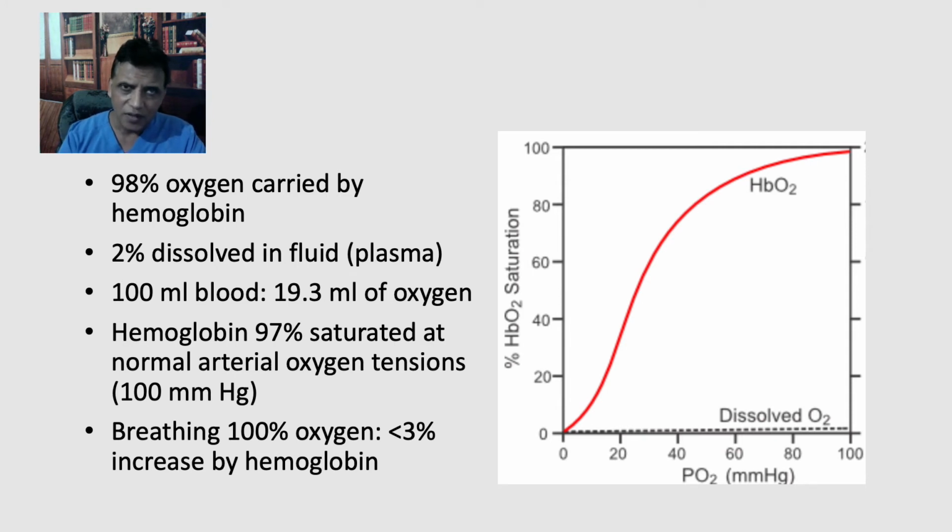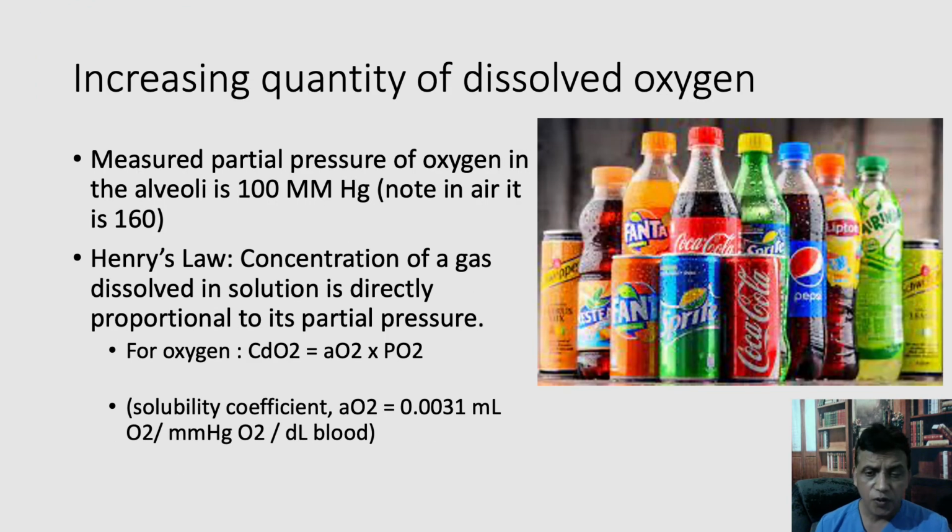Well, let's go back to basics. So as we have seen, even when breathing air, hemoglobin is near 97% saturated, i.e. near maximal saturation, and that's breathing air with oxygen at 21%. So if one breathes hyperbaric oxygen, at most you can increase the quantity of oxygen delivered by hemoglobin by a further 3%. So the question is, can we increase the quantity of oxygen dissolved in solution? And this is where Henry's law comes into play.